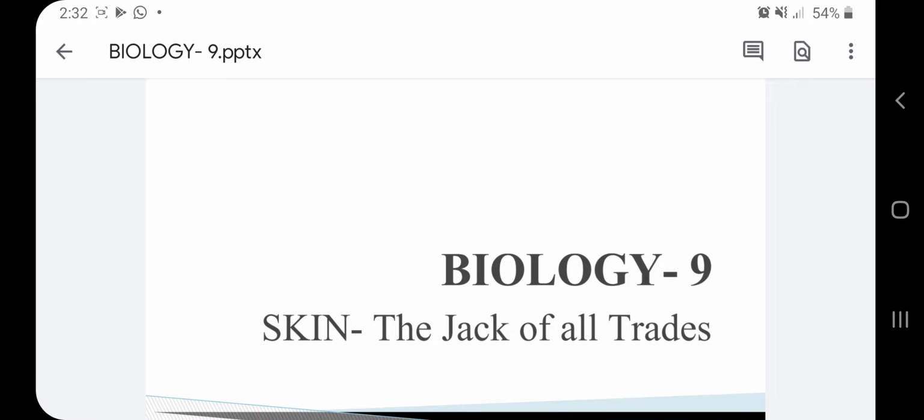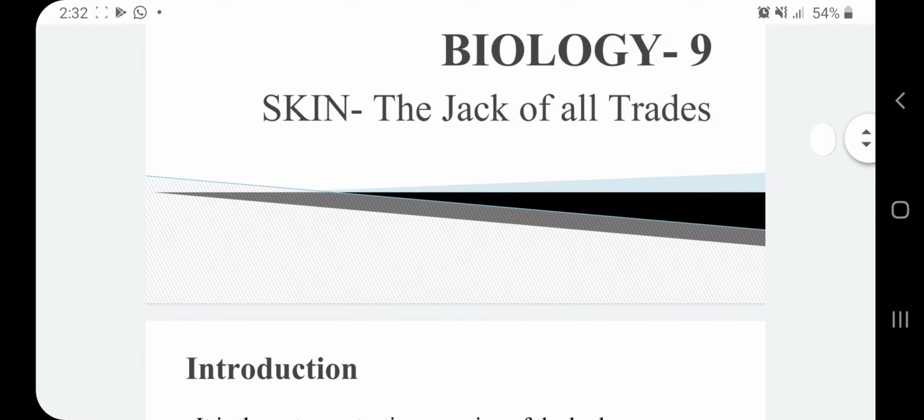Welcome back, students. Today we are going to discuss the skin, called the jack of all trades. Why the jack of all trades? Because most of the functions of the body are performed through skin only. So first, the introduction of the skin.